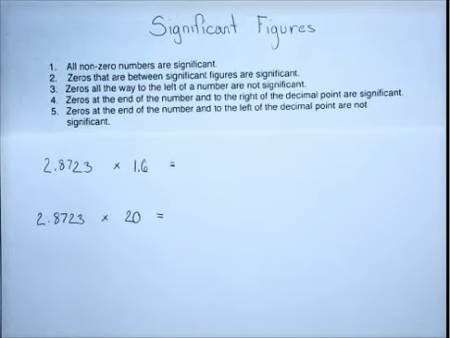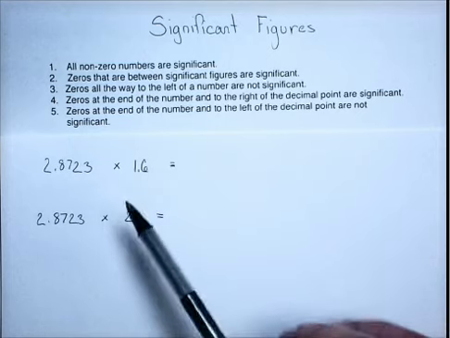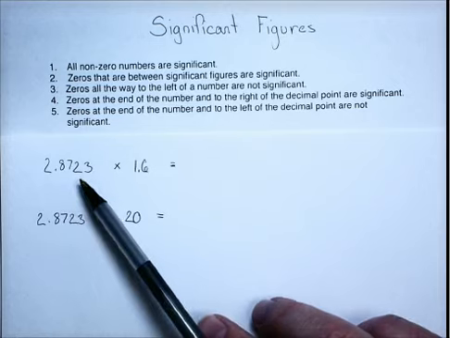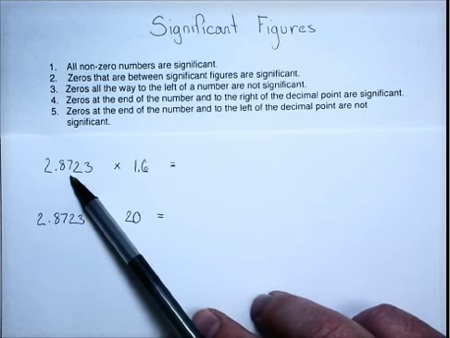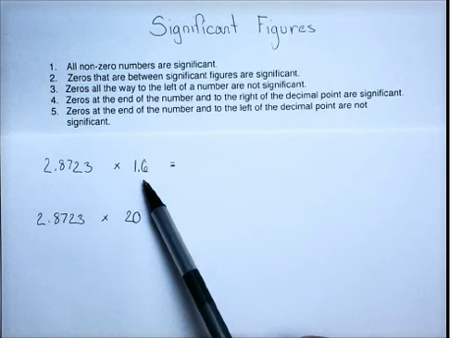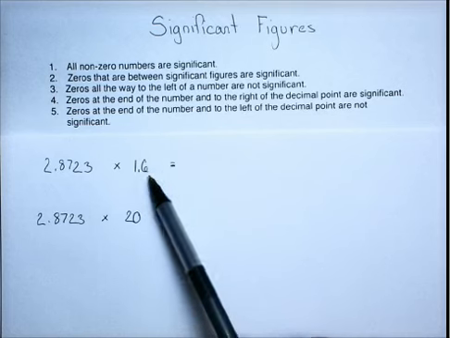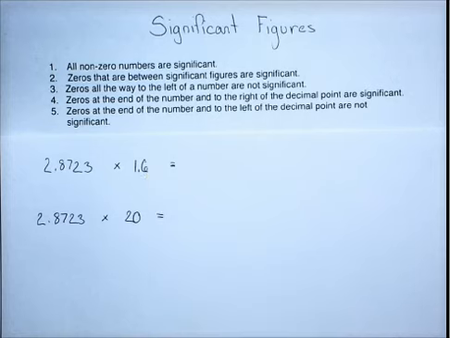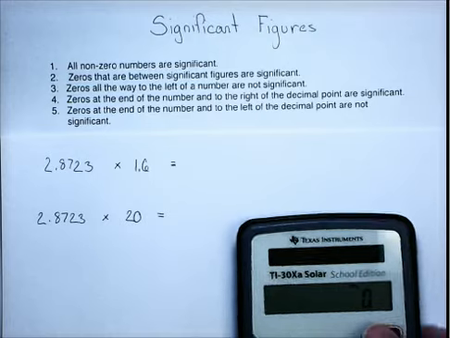So for multiplication and division, what you have to do is count how many significant figures each one has. So this one has 5 significant figures. This one has 2 significant figures. We round our answer so that it has the same number of significant figures as whichever has the least.